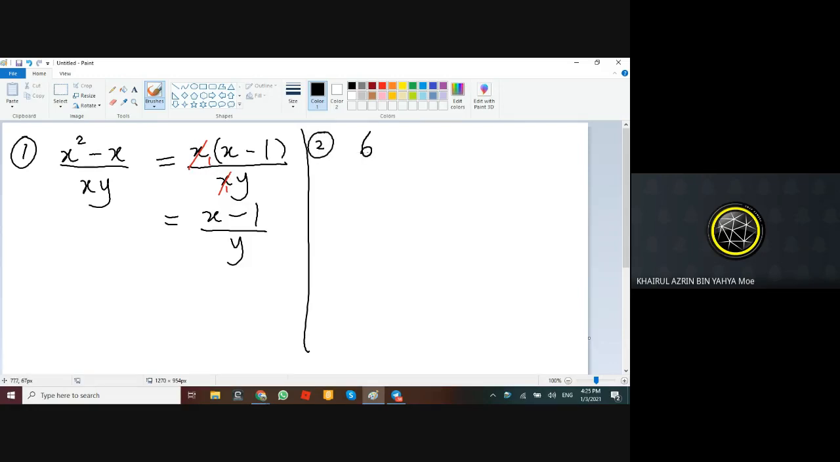6a plus 15 divided by 12. Okay, so 6 and 15, the common factor here is 3. We can divide 6 and 15 with number 3. Okay, so here should be 2a. So 3 times 2a equals 6a plus 15. 15 divided by 3 equals 5.